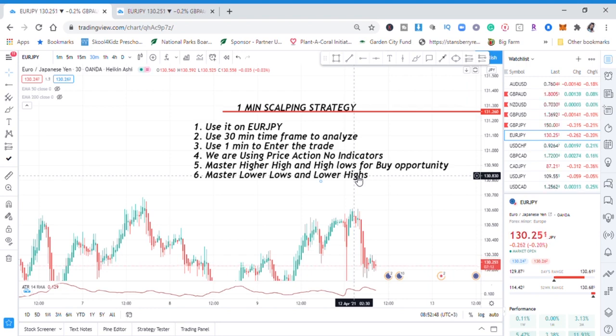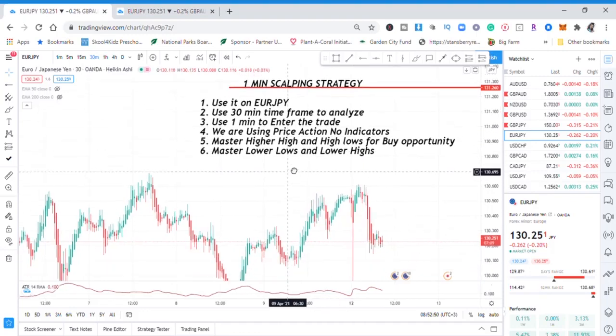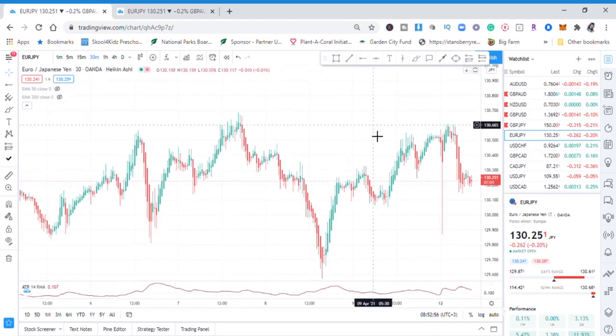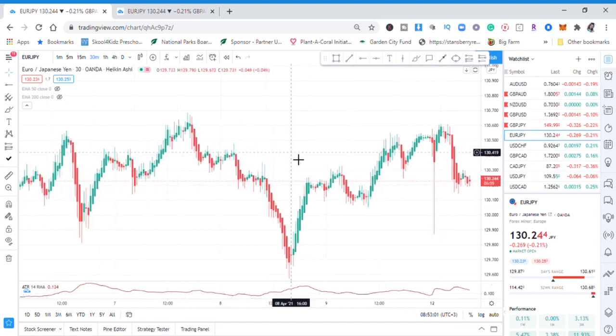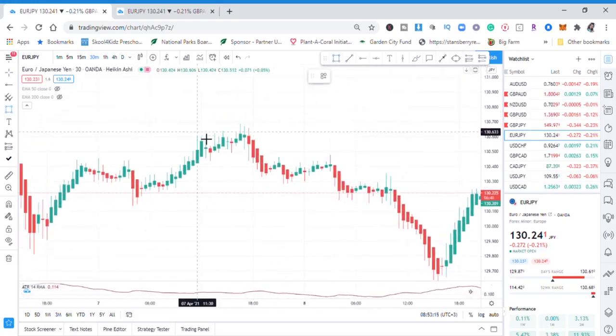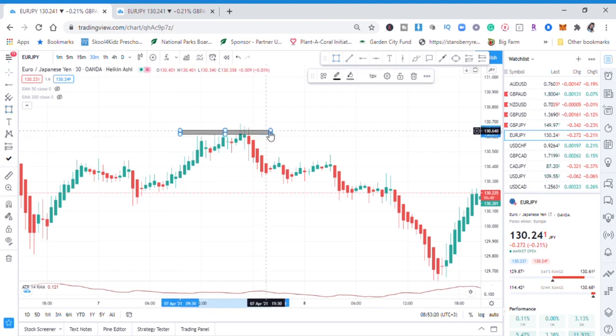What you need to do, this is our Euro JPY on the 30 minutes time frame. What I see, or what you need to see, is where there's a rejection of, let's say, more than 5 to 7 candles. As we can see here, there has been a rejection of so many candles. Remember, in the 30 minutes time frame, one candle represents 30 minutes. So this is 1, 2, 3, 4, 5, 6, 7, 8, 9, 10, 11, 12. So 12 candles have rejected this zone. That's one indication. That's what we want.